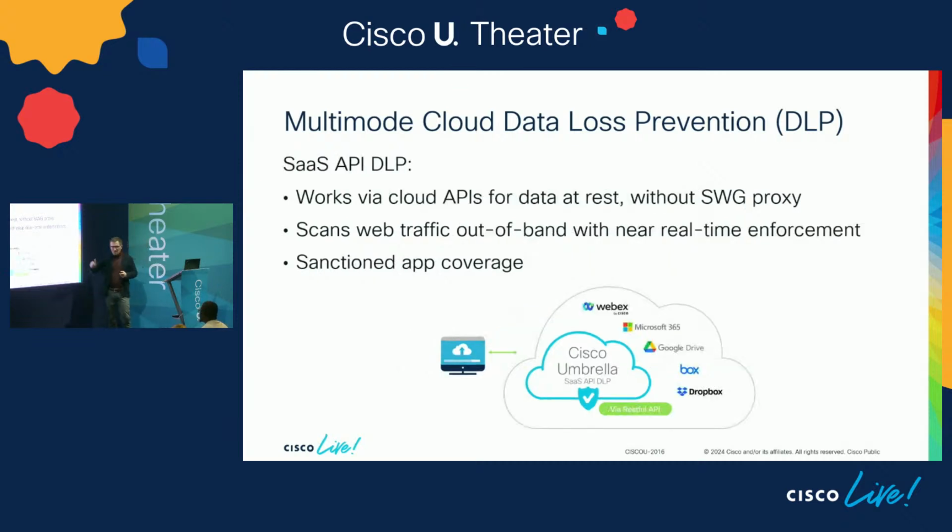And then another DLP type that we have in Umbrella is SaaS API DLP. So this is based on API. So we need to integrate Umbrella with these applications here. So I have that file with credit card numbers that could also be uploaded to any of these applications listed here. And what I need to do is integrate Umbrella with these applications, and then I can scan web traffic out of band using these APIs and find this sensitive data. So with this SaaS API DLP, we're covering these sanctioned apps that are listed here on the slide.